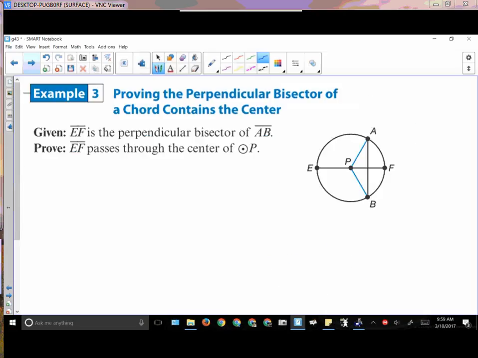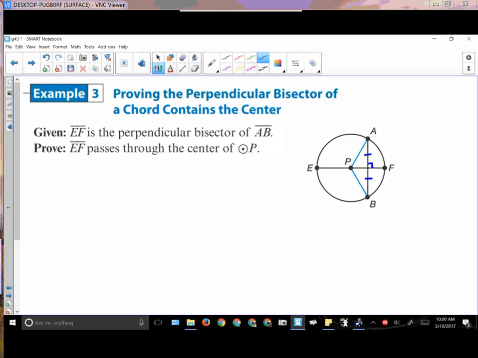So I want to prove that the perpendicular bisector of a chord contains the center. Well, it says EF is the perpendicular bisector of AB. So I know that this is going to be a right angle, and that these are going to be the same. So I'm supposed to prove that EF passes through the center of P. Well, if EF is a perpendicular bisector of AB, what could I also call EF?